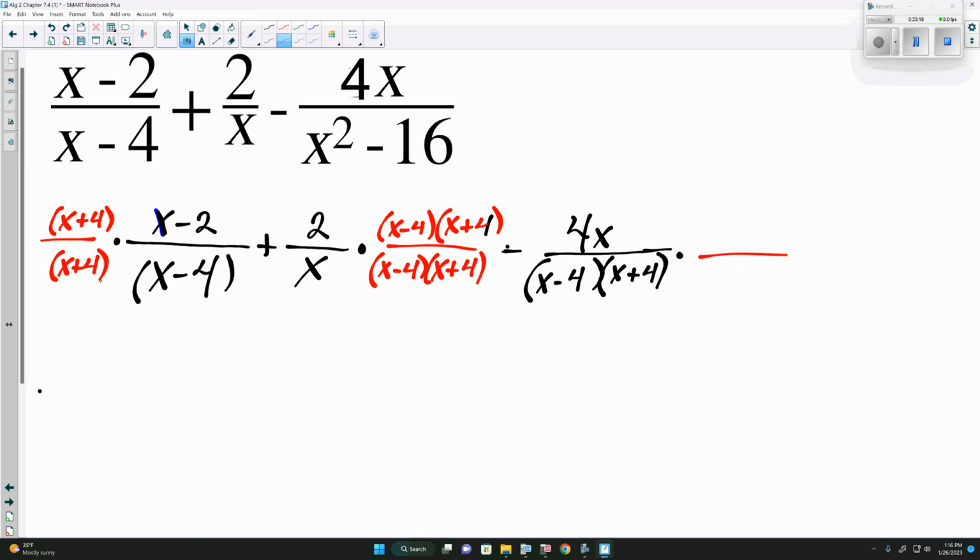Is there anything else that these three denominators are missing? X. The middle one has x, so the one on the far right needs it, and the one on the far left needs an x over x. So the first fraction is being multiplied top and bottom by x times x plus 4. The middle one is being multiplied by x minus 4 and x plus 4. And the last one's being multiplied by x.